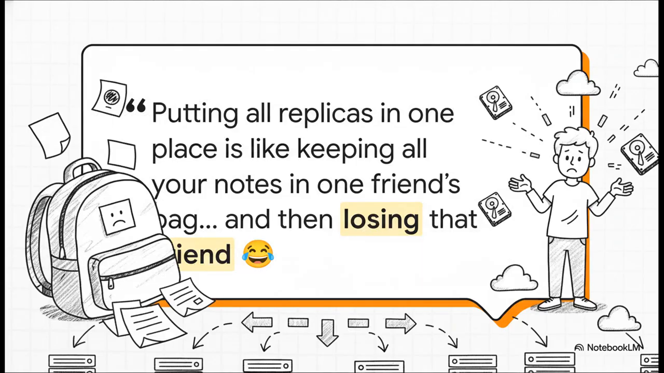I mean, let's be real. Sticking all your replicas in one spot is just a recipe for disaster. It's basically the same as everyone giving their notes to one friend to hold, and then that friend gets sick on exam day. Yikes. You gotta spread them out.